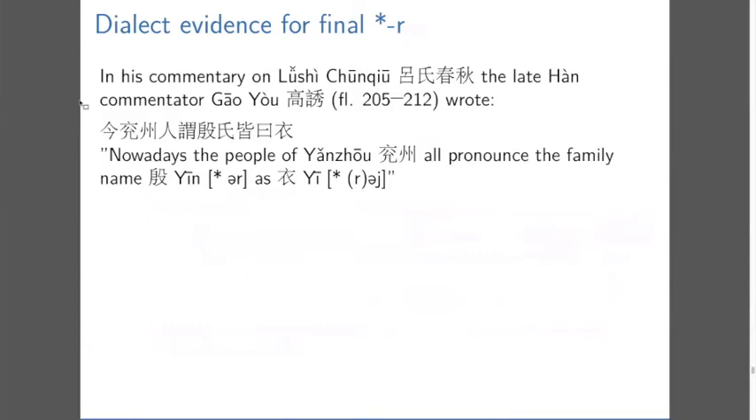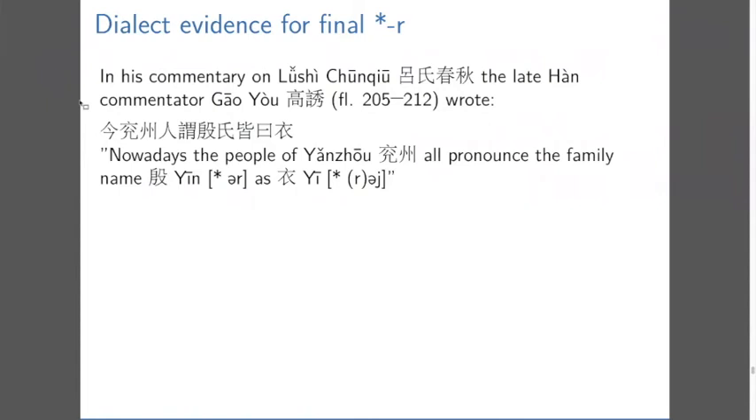And then last but not least, in these kind of explicit philological discussions, one of the best examples of dialect variation in Old Chinese discussed by Baxter and Sagart is that R changes to N in the West and R changes to Ya in the East. And here's an example. Nowadays, the people of Yanzhou all pronounce the family name Yin as Yi, so they pronounce as Ai.